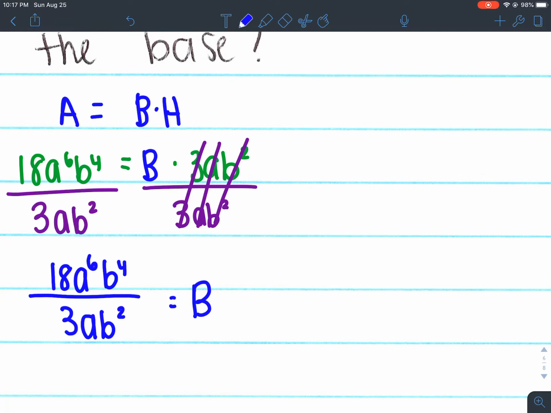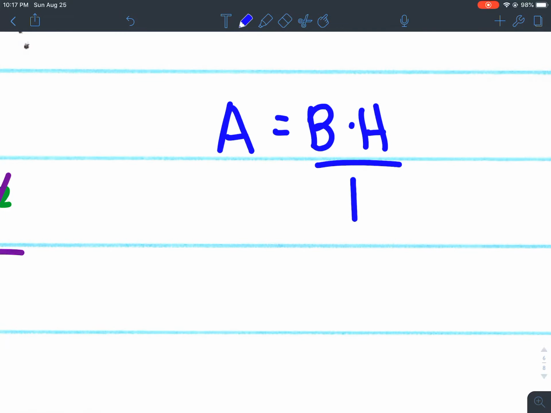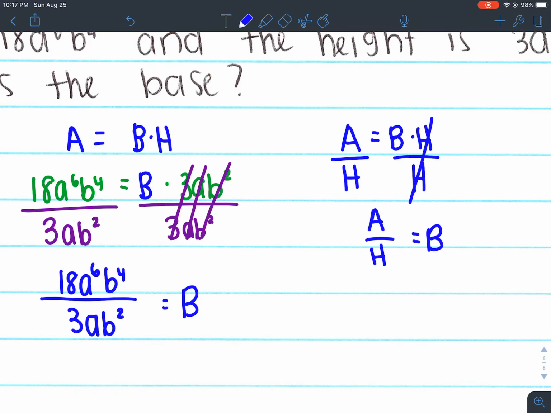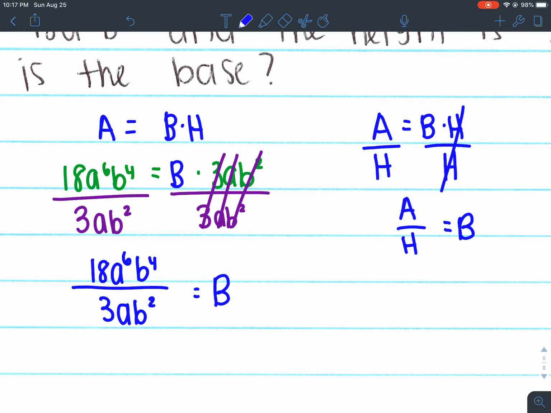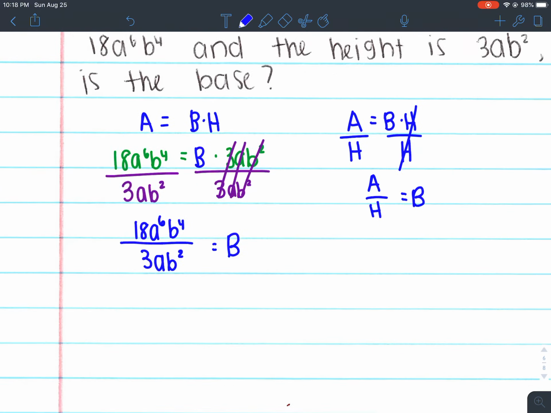Okay, if this is confusing to you, you can also manipulate the formula at the beginning. So let's say you have a equals b times h, and you know that you need to find b, so then just divide the h on both sides. H's will cancel, and I have a divided by h equals b. And then you can just plug in your area and your height there. So if you don't want to do this long process over here, you don't have to. Here's the shorter way, using our little equations.